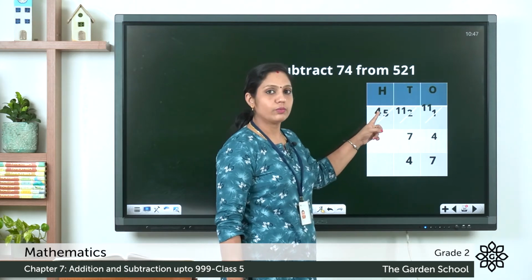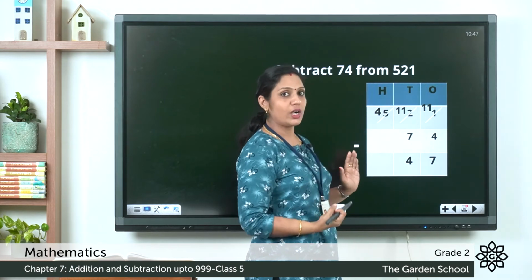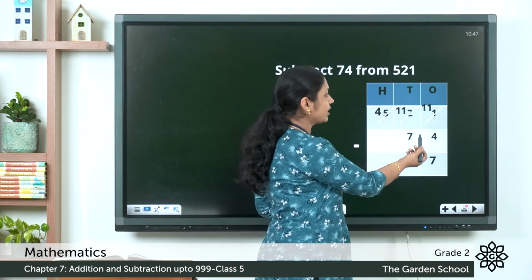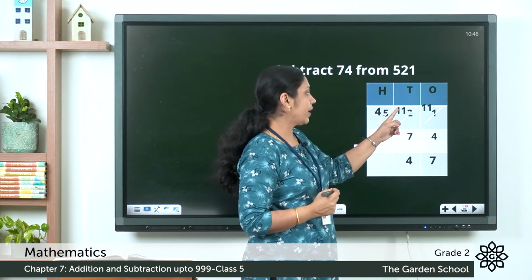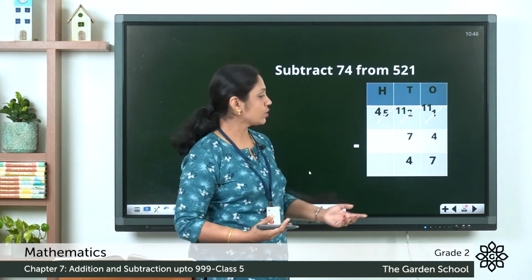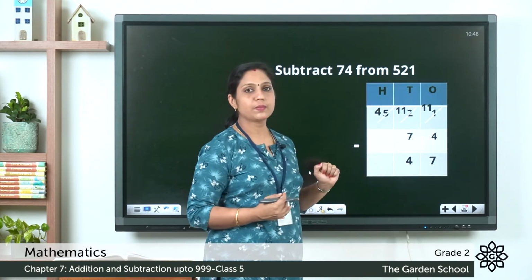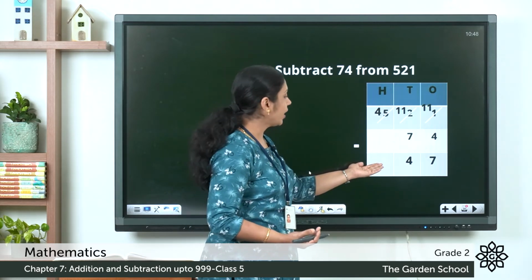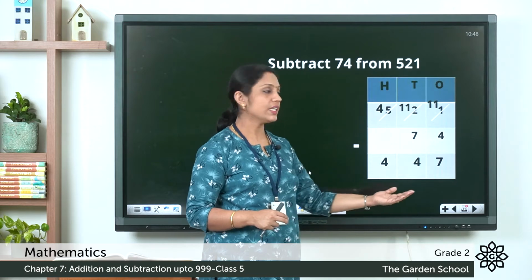So here in the hundreds place we can write the number 4, and that 1 we have borrowed we can take to the tens place, and here it becomes 11. Now we have to subtract 11 minus 7, and 11 minus 7 is 4. So that 4 you can write here in the tens place. Now here in the hundreds place you have the number 4 that you can write along with the answer, and you get the answer 447.